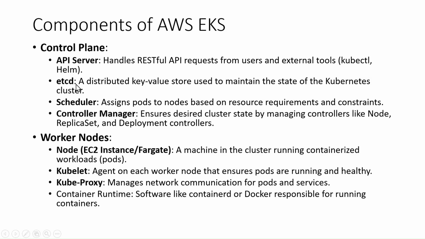The next pod is etcd, a distributed key-value store used to maintain the state of the Kubernetes cluster. Whatever data we pass, that is the YAML files, right? That is deployment, service, load balancer, things like that. Those data will be stored in etcd for further use. Next is the scheduler, which assigns pods to nodes based on resource requirements as well as constraints. So based on the API server, it is going to assign the pods to nodes according to resource requirements as well as constraints.